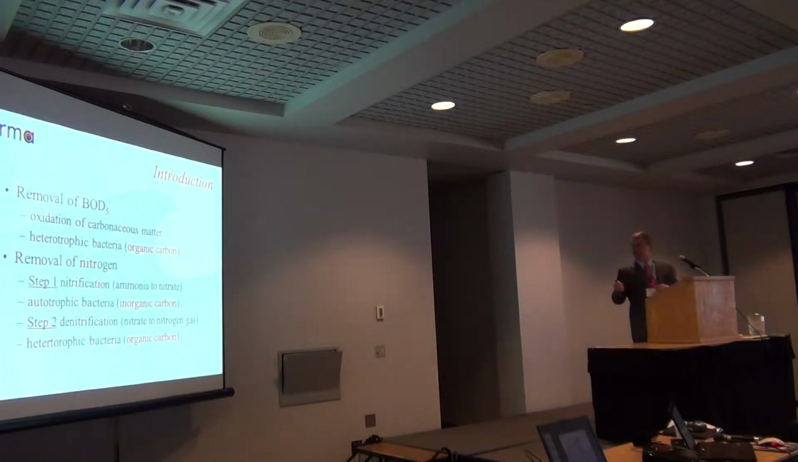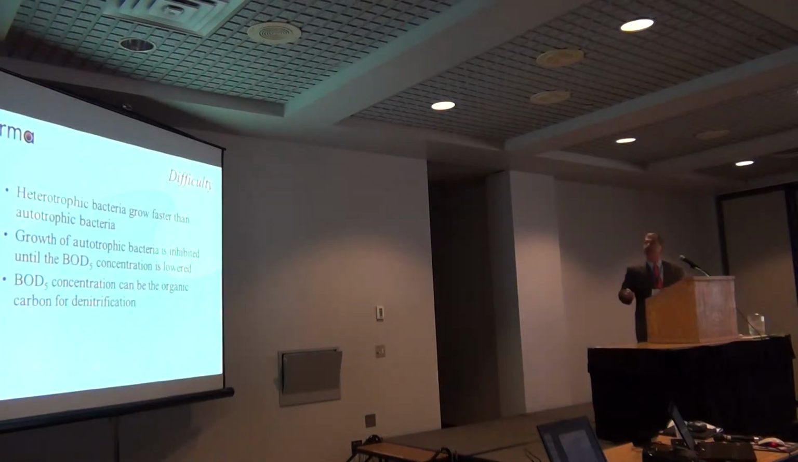But the difficulty in doing this is that the heterotrophic bacteria grow so much faster than that second group that if you don't get the concentration of BOD down low enough, the second group can't grow. But the problem is, if you get rid of all of that BOD, you can't do the third step.